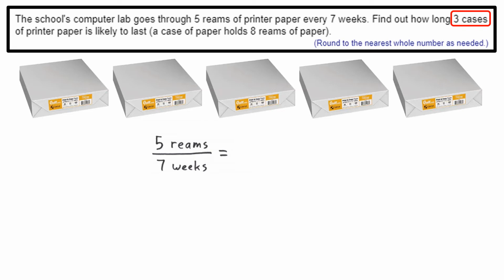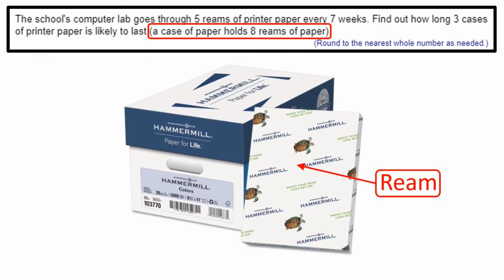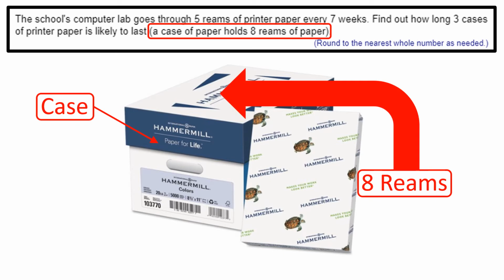Note that it says we have 3 cases. But how many reams is that? There's a hint up in the question that says a case of paper holds 8 reams of paper. We already talked about what a ream is. Now we'll talk about a case. A case is a box of paper that holds several reams. For this problem, it says it holds 8 reams.